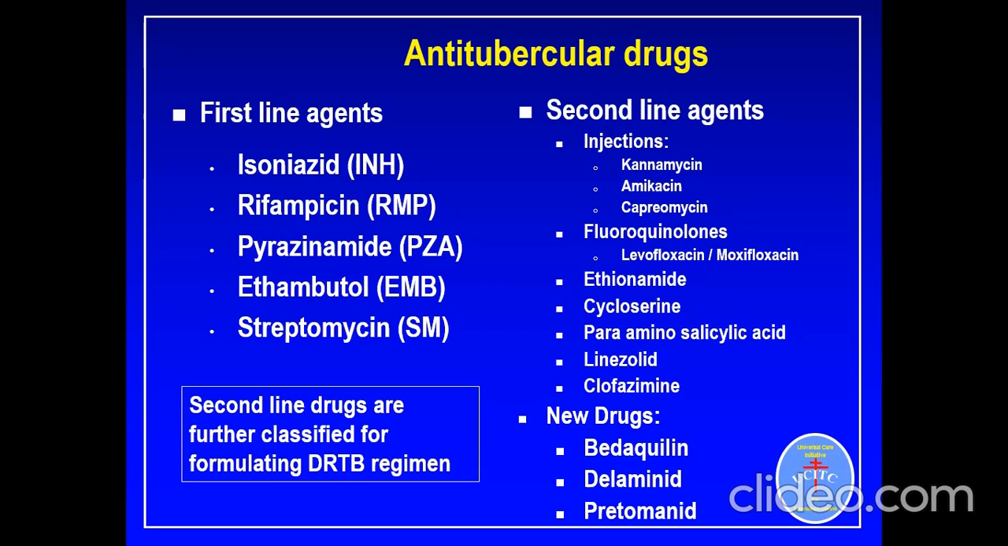para-aminosalicylic acid, which is one of the very early drugs, which is still being used as a second line drug. Linezolid and clofazimine. Clofazimine was also commonly used for leprosy. And now we have the newer drugs, the bedaquiline, delamanid, and pretomanid. So these are the second line drugs which are now being used for managing tuberculosis.